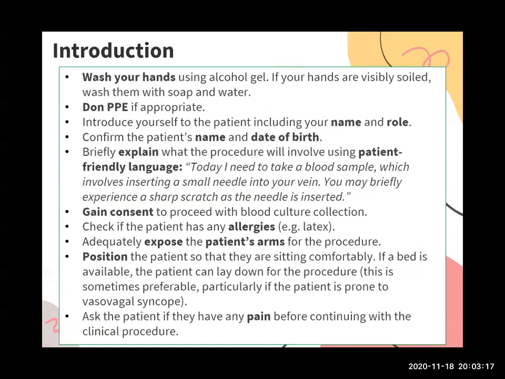So what do we do to our patient? First, we give an introduction. First is wash our hands using alcohol gel. If our hands are soiled, wash them with soap and water. Apply PPE if appropriate, and then introduce ourselves to the patient, including name and role, confirm the patient's name and date of birth, and then briefly explain what the procedure will involve using patient-friendly language, such as, today I need to take a blood sample, and so on.